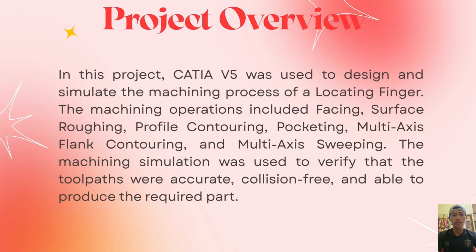For our project overview, in this project, CATIA V5 was used to design and simulate the machining process of a locating finger. The machining operations included facing, surface roughing, profile contouring, pocketing, multi-axis plane contouring, and multi-axis sweeping. The machining simulation was used to verify the toolpaths were accurate, collision-free, and able to produce the required part.